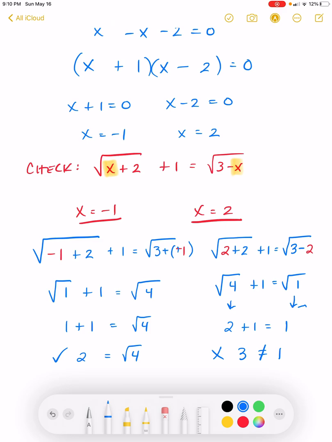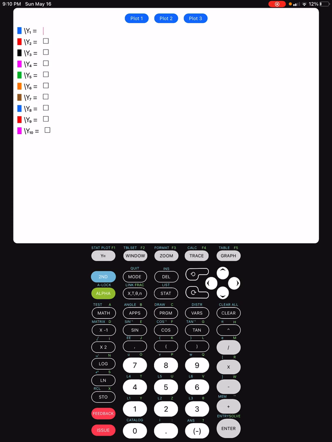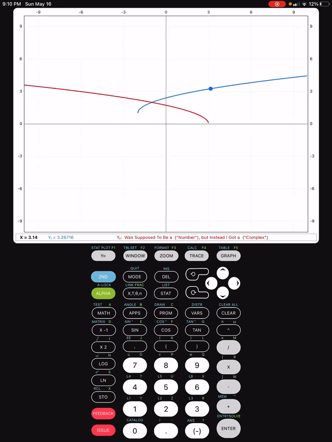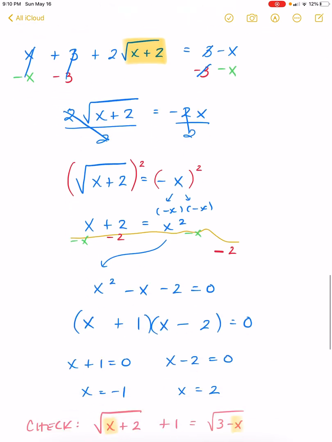Now the other way that we could have checked our answer is to go into the calculator, and we could have also gone into y equals, okay? And I'm going to type in the left side of the equation, which was the square root of x plus 2, plus 1, and then down in y2, we're going to type in the right side of the equation, the square root of 3 minus x. And when I hit graph, we can see what our solutions are. And when I look at this, I see that the only solution is right here at negative 1. Okay, so that's another really nice visual way to check your solutions without having to plug it back in, if you find that process to be a little bit tedious.